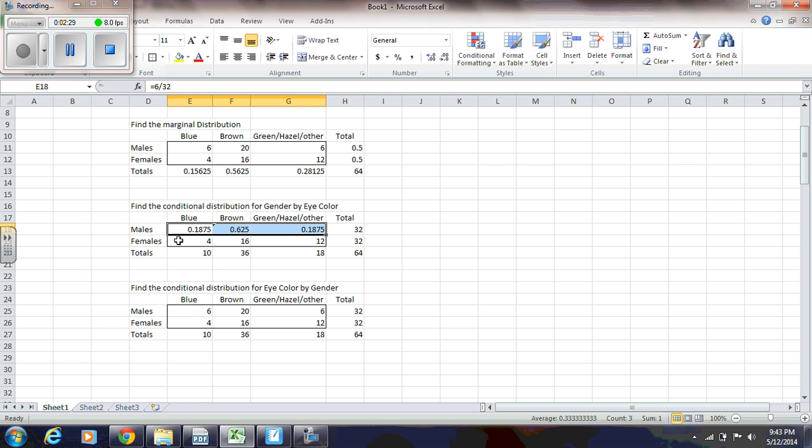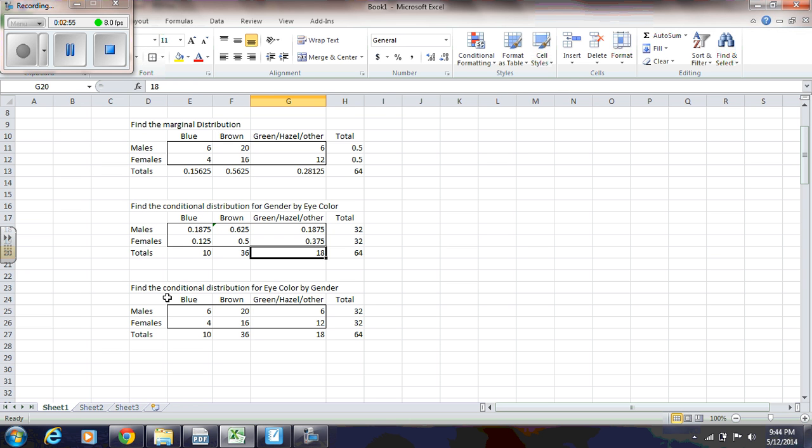We found the conditional distribution for females by eye color. Again, we're looking at our rows, so we're going to take 4 divided by the row total of 32, 16 divided by the row total of 32, and 12. Again, these give us our conditional distribution for gender by eye color.